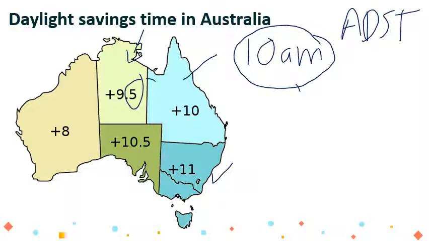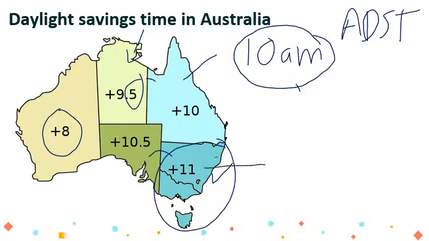But South Australia does observe daylight savings time, so they're half an hour ahead of these states down here that are observing daylight savings time. And good old WA over here, no daylight savings time there, but because these eastern states here have daylight savings time, there's actually a 3-hour difference now instead of just our regular 2-hour difference.